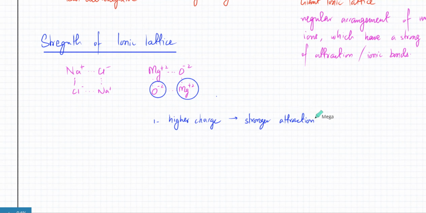Okay, is this first thing clear, any confusion? Okay, then the second factor is the size of the ion.